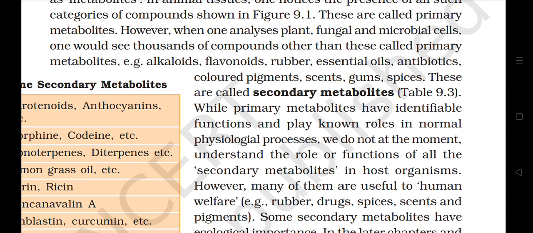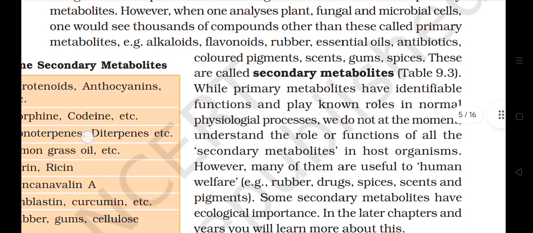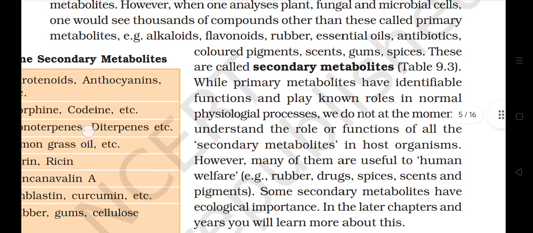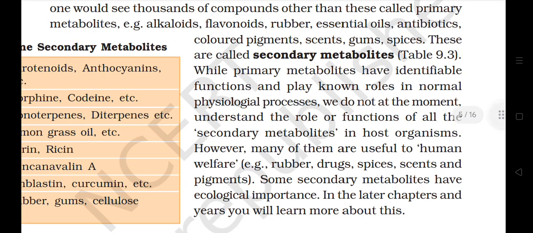However, when one analyzes plant, fungal and microbial cells, one would see thousands of compounds other than these primary metabolites. Examples: alkaloids, flavonoids, rubber, essential oils, antibiotics, color pigments, scents, gums, spices. These are called secondary metabolites.